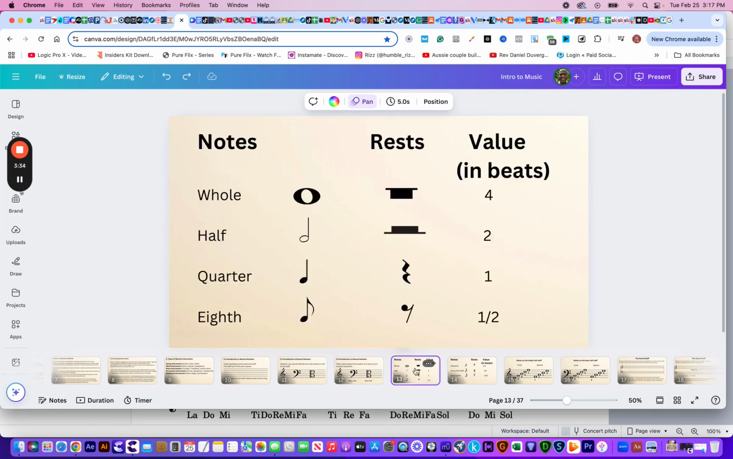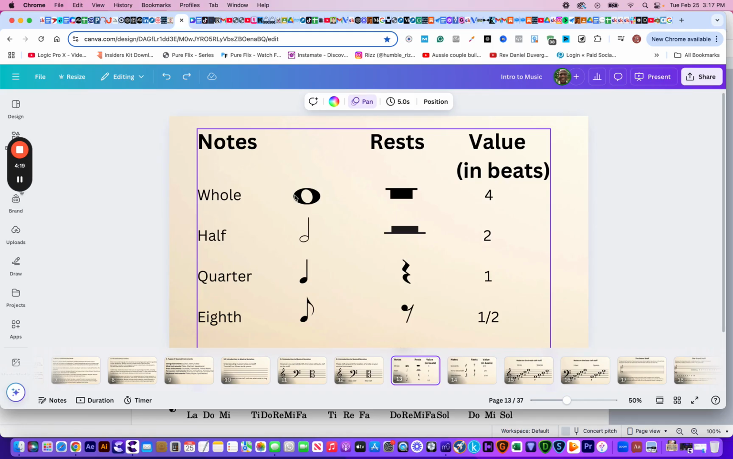All right, so now we have the notes, the rests, and their value in beats. This is called the whole note. The whole note is a circle, and its equivalent is the whole rest, and they are worth 4 beats. So what does that mean? When you see a whole note, you play it and you hold it for 4 beats.